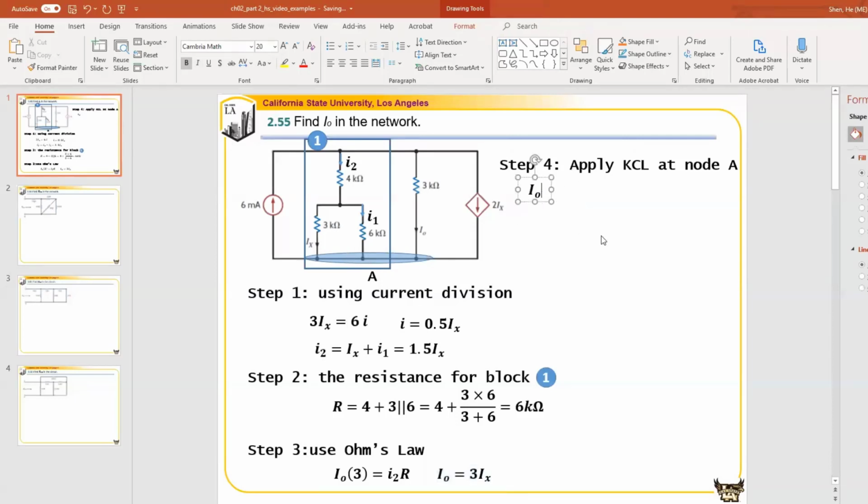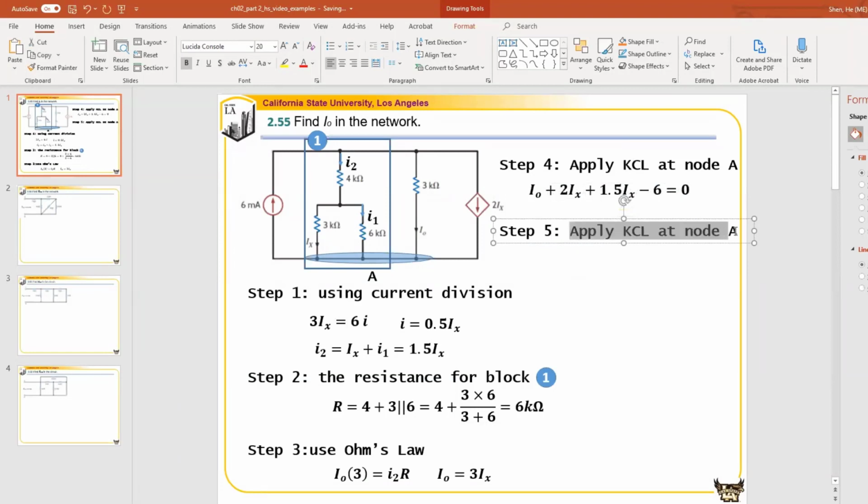We write it out, let's use the current that goes into the node as summing up to 0. We have I0, this is 3Ix. Next branch is Ix. This branch is 0.5Ix, because we can also see these two as one giant branch. So that will be I2, that is 1.5Ix. And the last one is leaving the node, so minus 6, that is equal to 0.